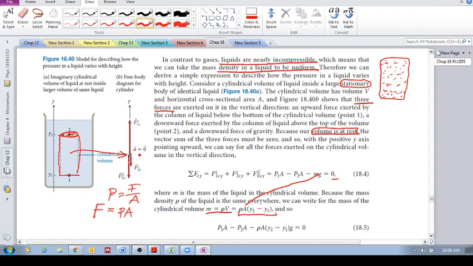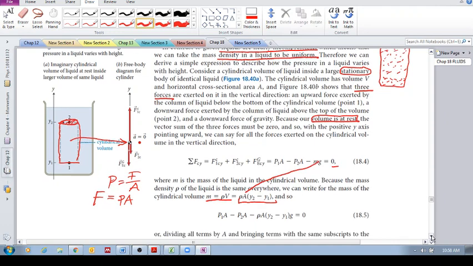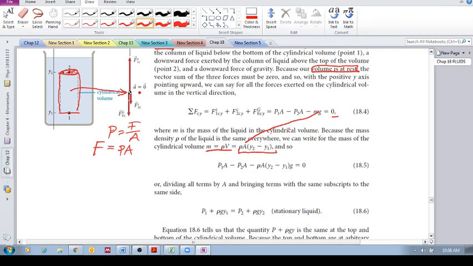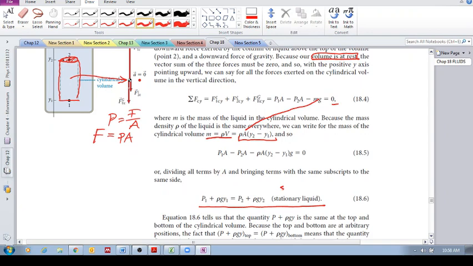So all we've done is take that mass and replace it by rho V, and replace V, the volume, by area times height of that column of liquid. So if we rewrite, we get pressure 1 times area minus pressure 2 times area minus density times area times the height times gravity, and this is equal to 0. Then if we rewrite this, we get this expression for a stationary liquid. Stationary, zero acceleration. Another way to say it is static.